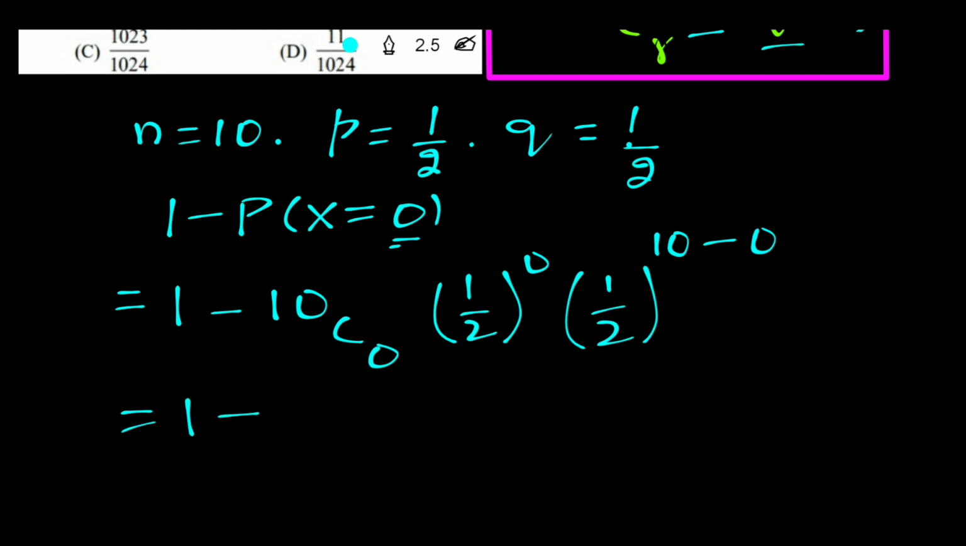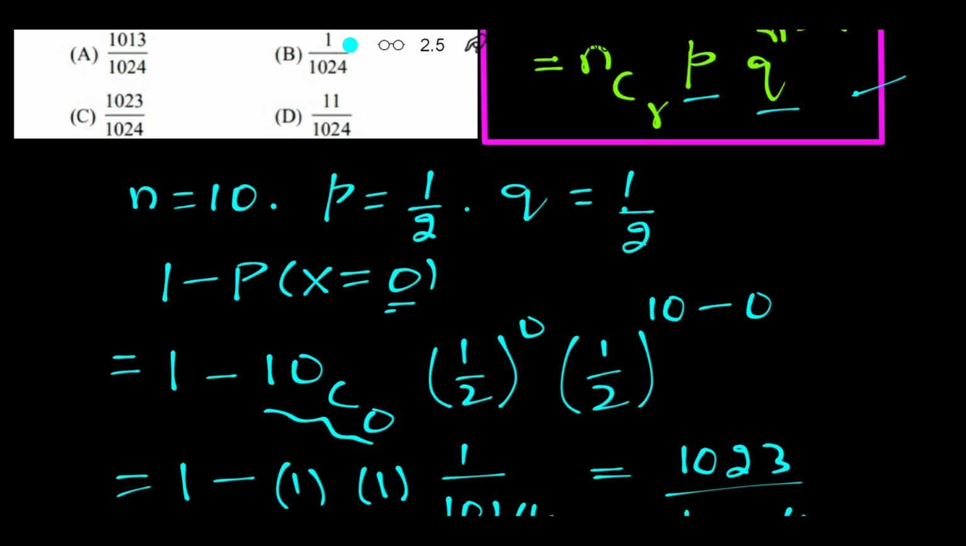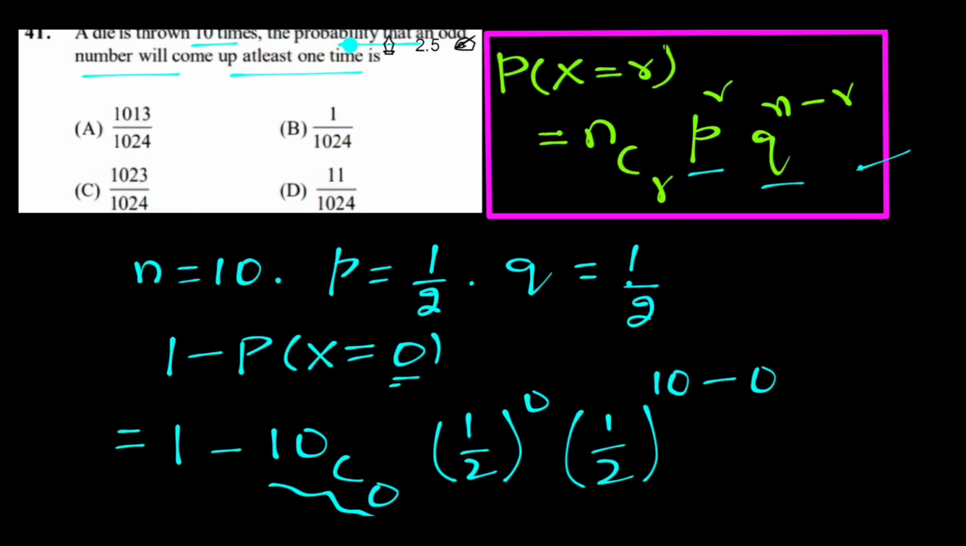So now 1 minus, here 10 C 0 value is 1, 1 by 2 power 0 value is also 1. Here 1 by 2 power 10 is nothing but 1 by 1024. If you take the LCM you will get the answer 1023 divided by 1024. So the correct option is C.